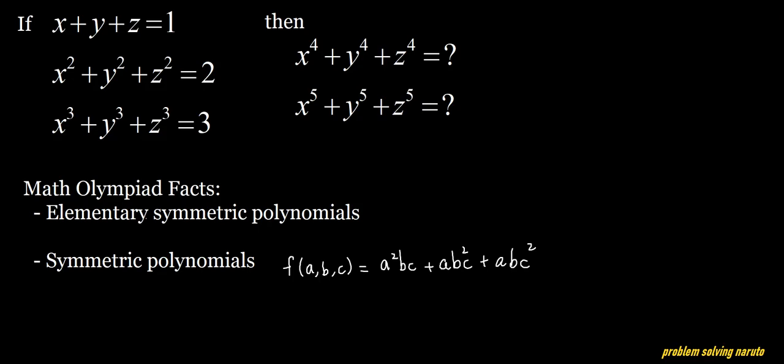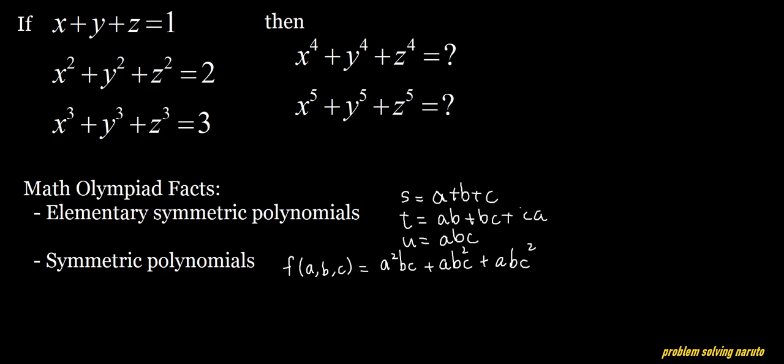And also we have elementary symmetric polynomials. They are, let's say, the more elementary ones. So let's say A plus B plus C. If you have 3 variables, the elementary ones would be these 3. As you can see, if you replace A with B, B with A, the expression doesn't change. So these are symmetric polynomials, but they are also elementary.